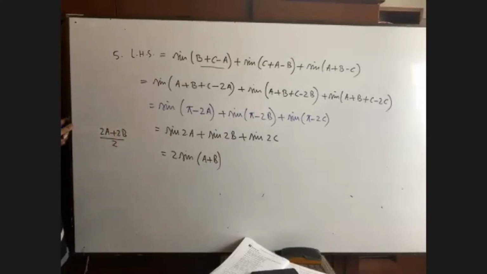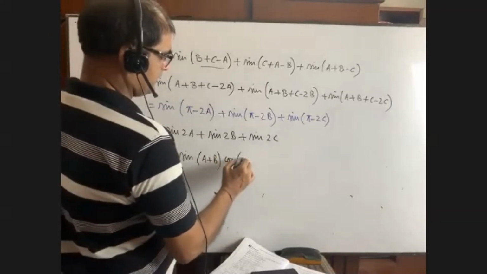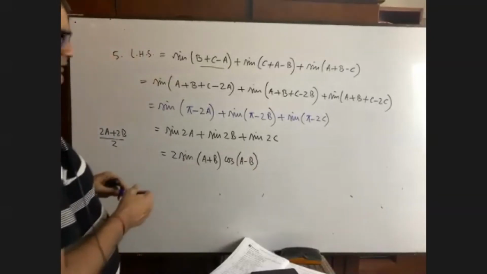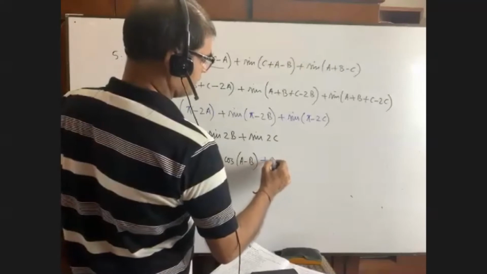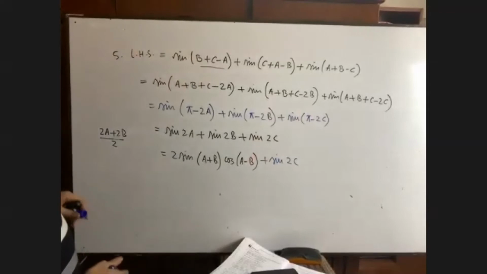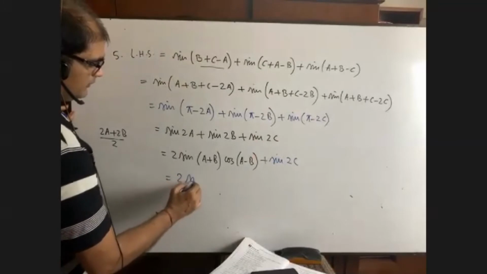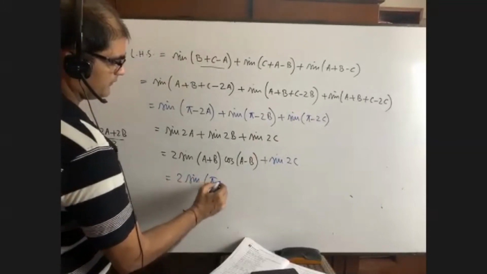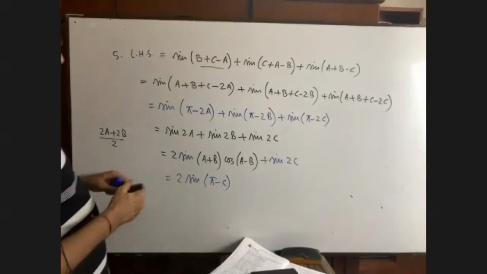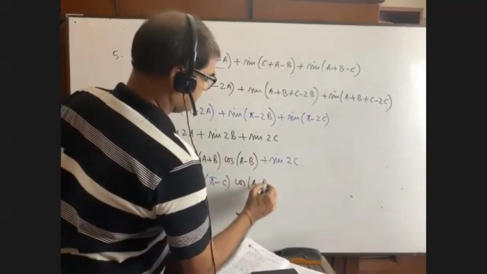Now 2 will be omitted. In the same way, it is what? Cosine a minus b. And I told you from the very beginning of this exercise that the last one is to be kept as it is. The last one is to be kept as it is. Perhaps you have recalled your memory. Now, it is 2 sine of (pi minus c), right? Now, the other terms will be kept as it is.